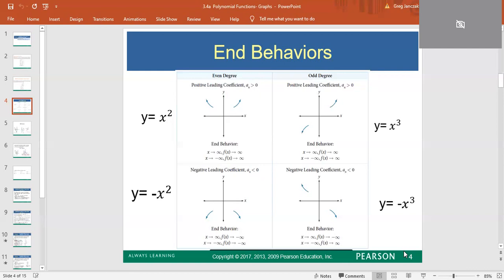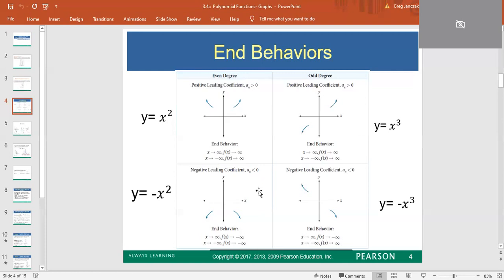Down here, you have a negative x squared. It reflects about the x-axis, or flips, right? Now the end behavior is down to the left and down to the right.